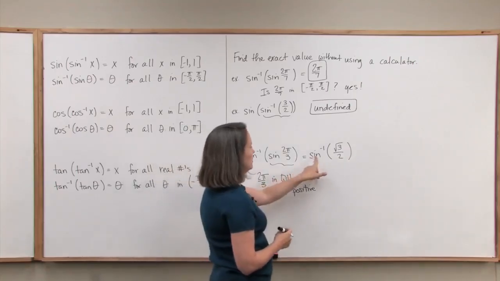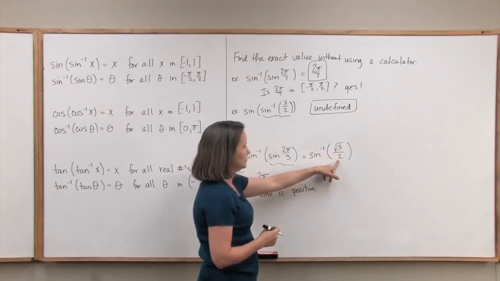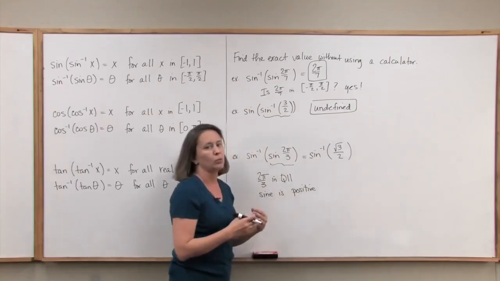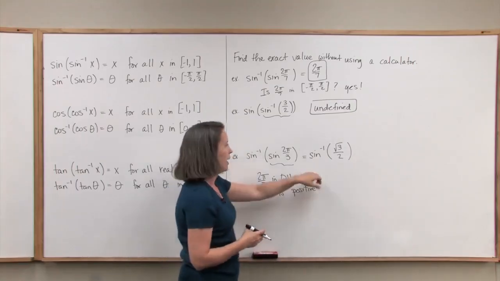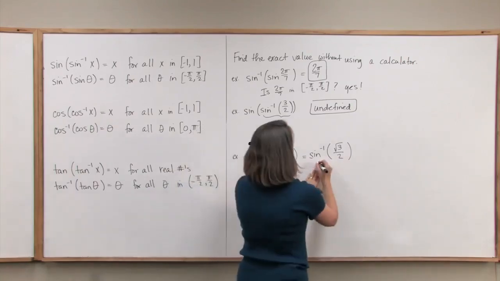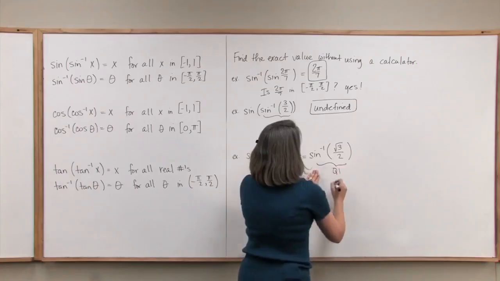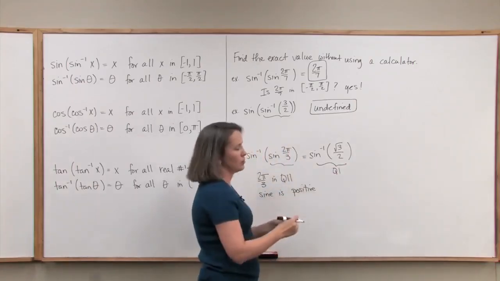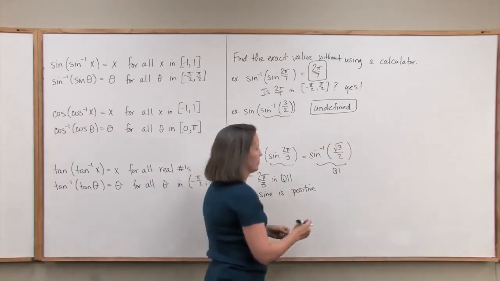The inverse sine of square root of 3 over 2. Okay, inverse sine of this number is an angle, and where does the terminal side of this angle lie? Correct, this is positive, so it's going to lie in quadrant 1. And the angle in quadrant 1, whose sine is square root of 3 over 2, is pi over 3.